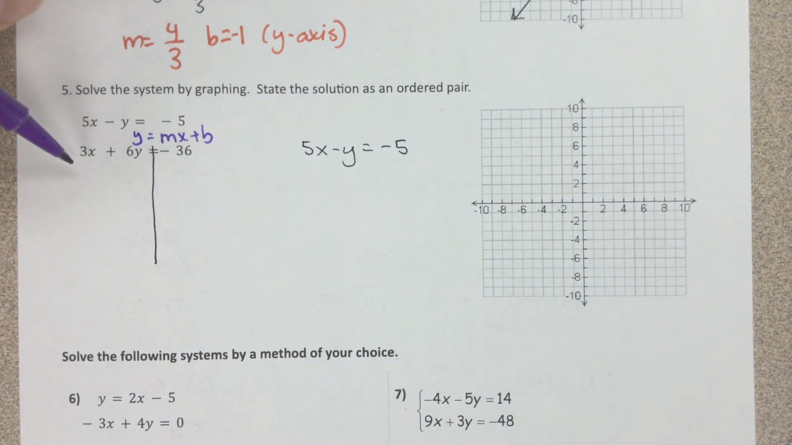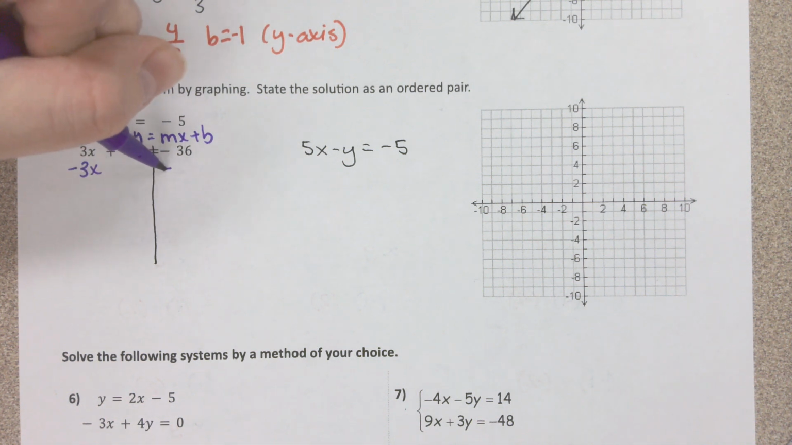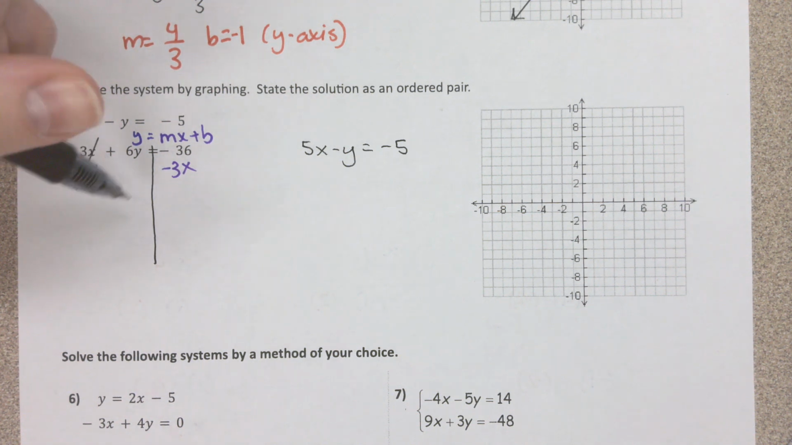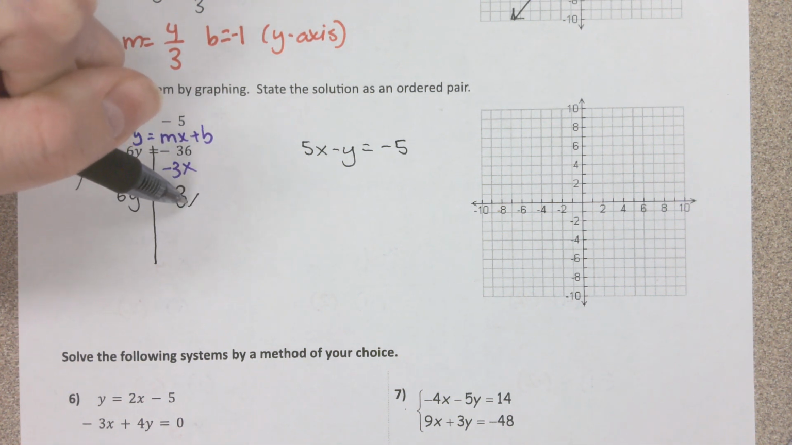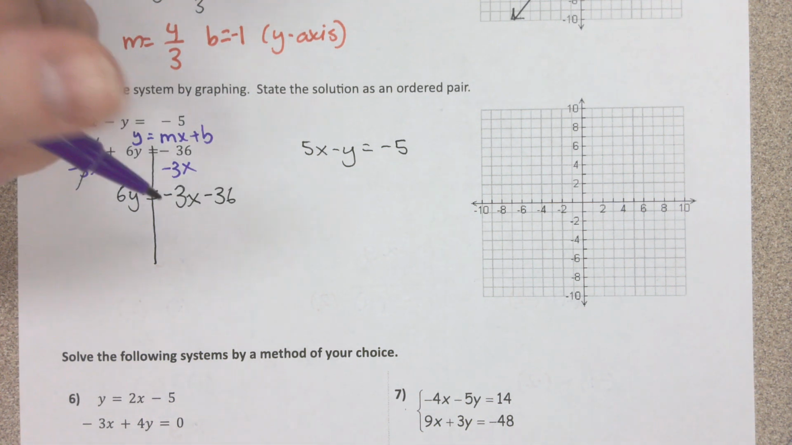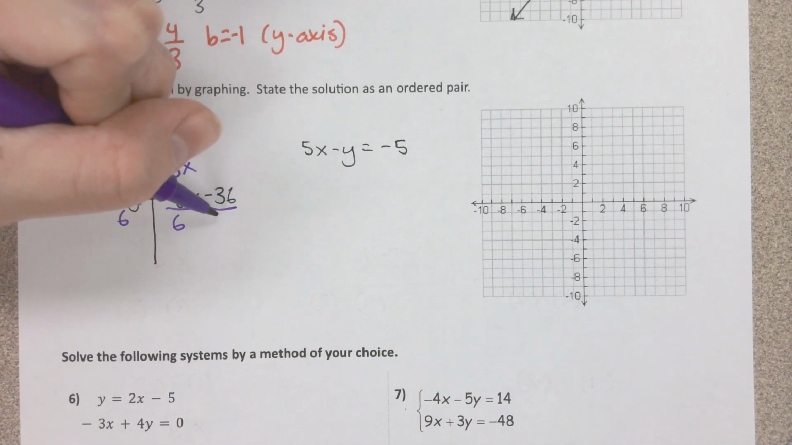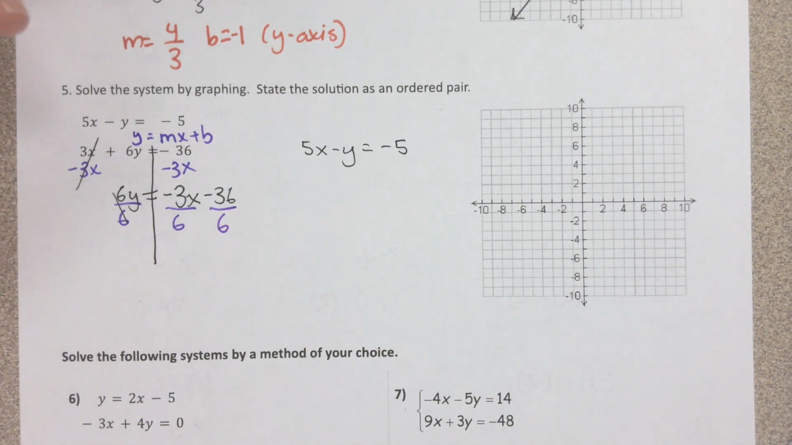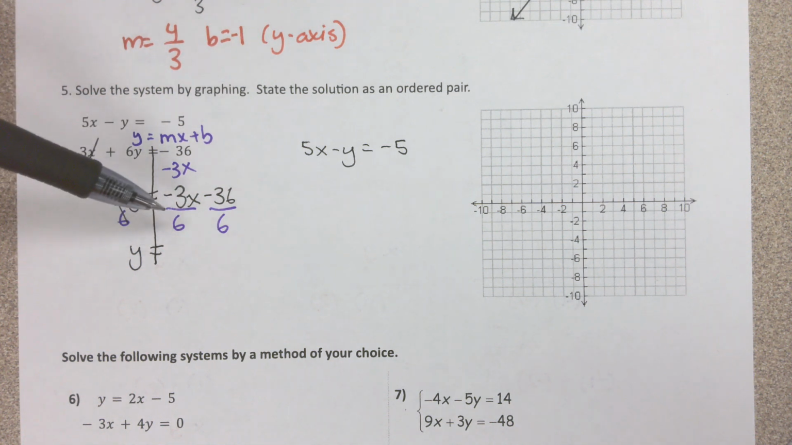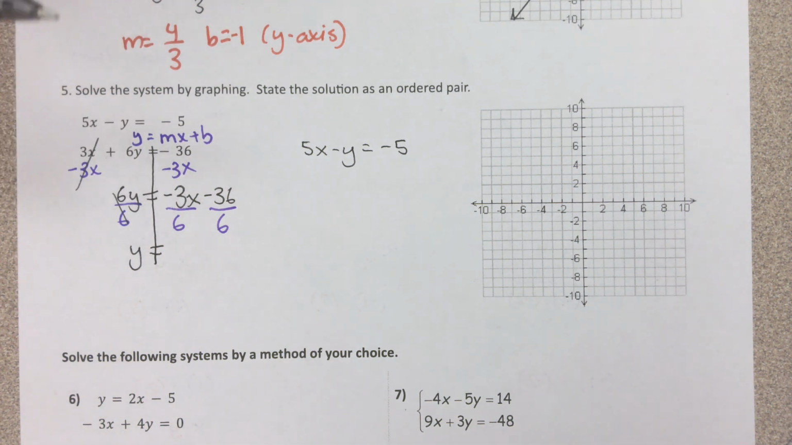First things first, I have a positive 3x over here, and that's on the wrong side, so I'm going to move it. I'm going to minus 3x on both sides. We have 6y equals negative 3x minus 36. Get rid of that 6, so I'm going to divide by 6. Divide everything by 6. 6's cancel. Y equals. Now, if you don't reduce it, it's not the end of the world, but it is going to be easier to graph if you reduce this, since the numbers will be smaller. Negative 3 over 6 is negative 1/2.